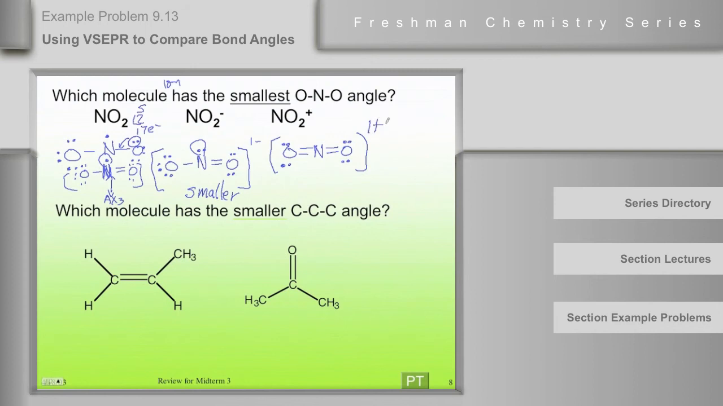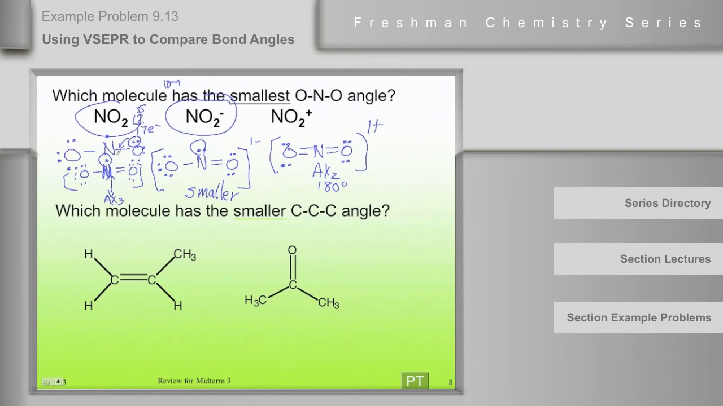So what will be the structure of this? How many electron groups? 2. This is an AX2. What's the bond angle? 180. So clearly the one with the largest bond angle is NO2 plus, because 180 is larger than 120. And then NO2 will be next, and NO2 minus, which is the nitrite ion, will have the smallest bond angle.